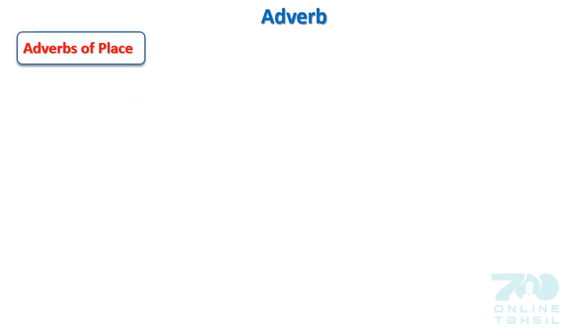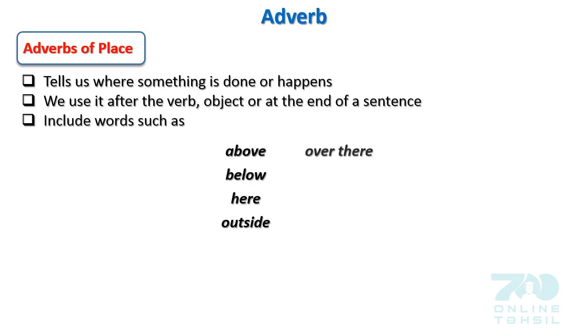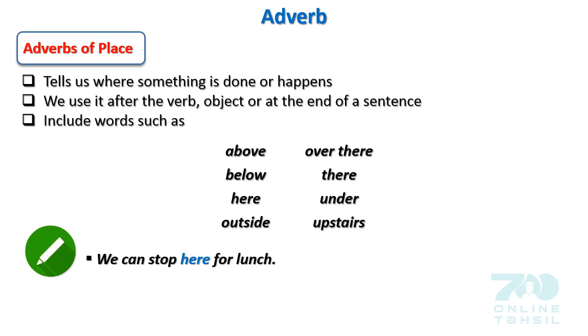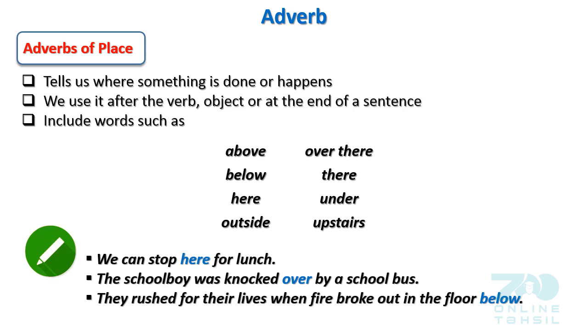Adverbs of place. An adverb of place tells us where something is done or happens. We use it after the verb, object, or at the end of a sentence. Adverbs of place include words such as above, below, here, outside, over there, under, upstairs. We can stop here for lunch. The schoolboy was knocked over by a school bus. They rushed for their lives when fire broke out in the floor below.